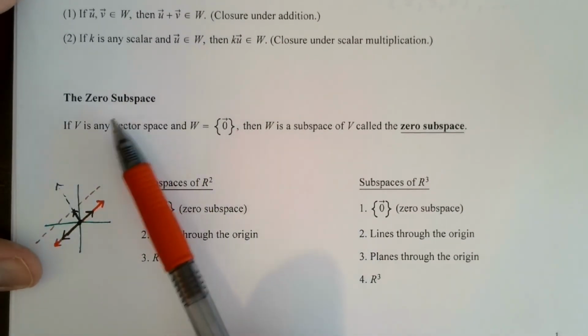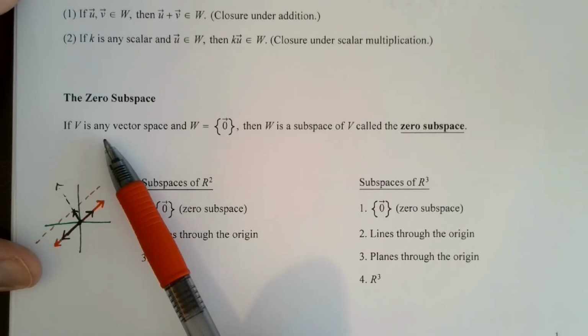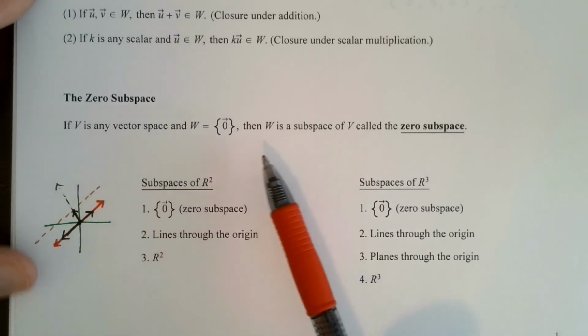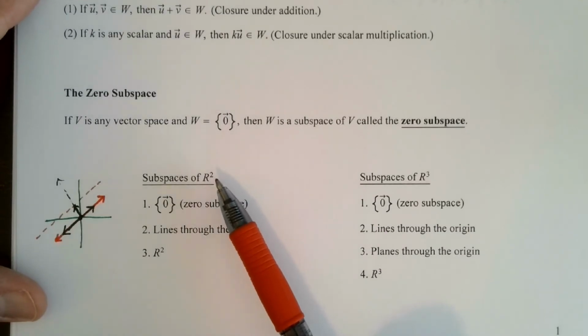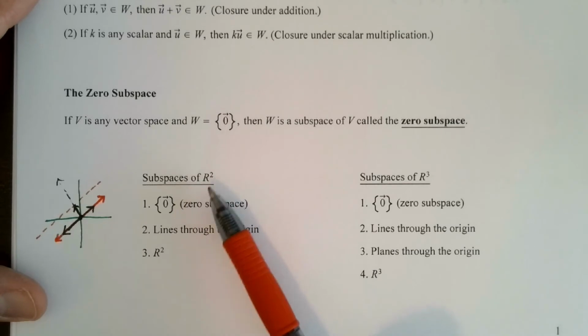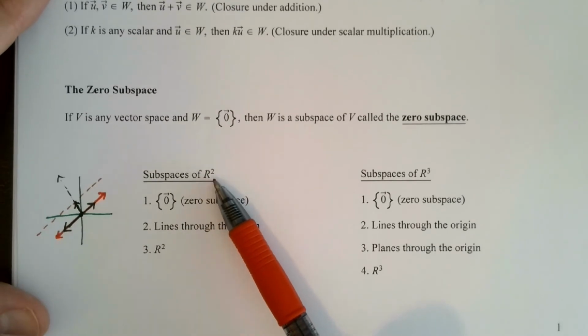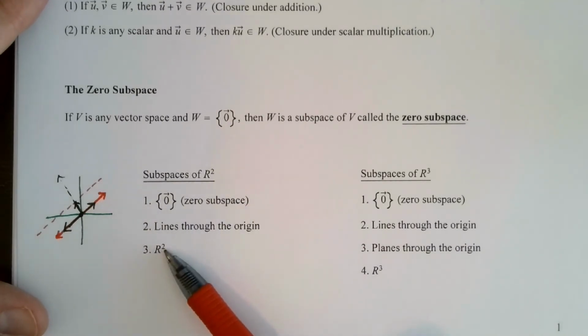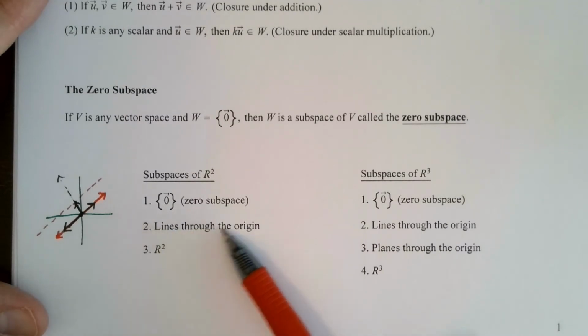I already mentioned this, right? Every vector space has the 0 subspace as a subspace, and then we're just describing that here. I want to talk about some familiar vector spaces, 2 space and 3 space, and list all the subspaces here, and you can see they're listed here. For 2 space, the only possible subspaces are the 0 subspace, as we said, all of 2 space, and then the only other option are lines through the origin.